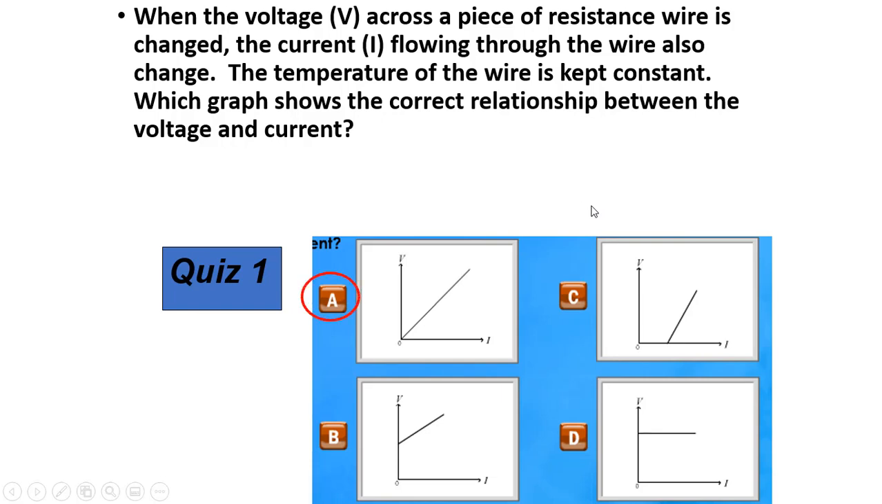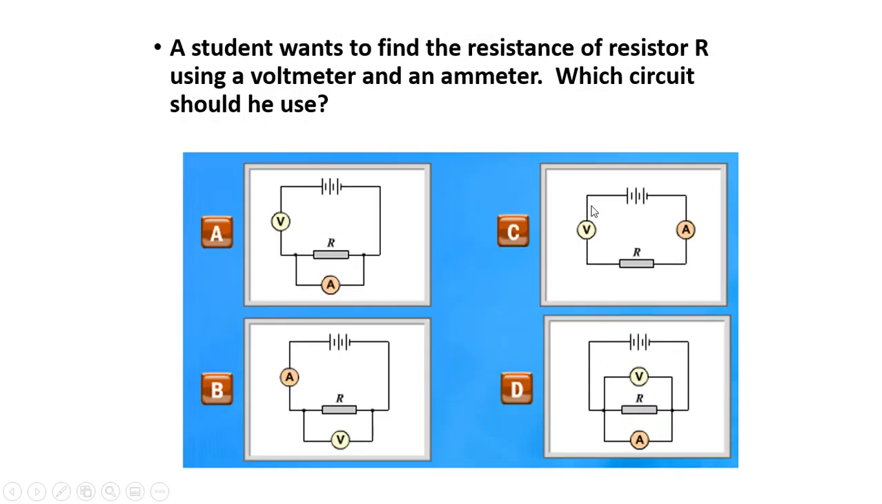Quiz number 2. A student wants to find the resistance of resistor R using a voltmeter and ammeter. Which circuit should we use? We have ammeter and voltmeter. This is wrong. Yes, B should be the correct answer. The ammeter must be in series, the voltmeter must be in parallel. So B is the answer.